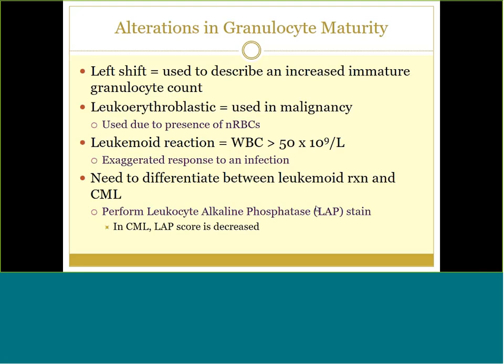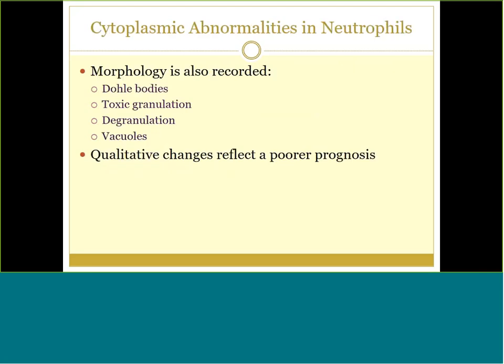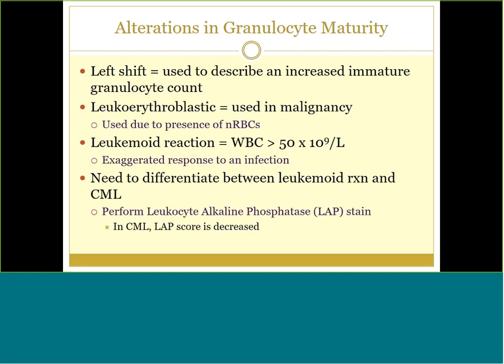But at any rate, after you get done performing it, in CML, the LAP score will be really low, whereas in a leukemoid reaction, the LAP score is high. It's like normal to high. So you can see how that score of just that LAP stain will separate. So again, in CML, the LAP score is low, and in leukemoid reaction, it's usually high. A normal LAP stain score would be 20 to 100. So if it's CML, it would be less than 20. If it's a leukemoid reaction, it's usually greater than 100. Sometimes it's normal, but typically greater than 100. So I definitely want you to keep that in mind as well.